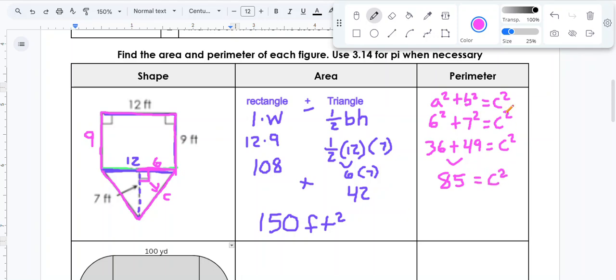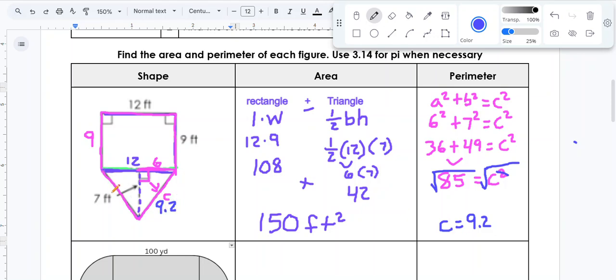And then remember, I want to get rid of that squared, and I want to get c by itself, right? So the opposite of squaring a number is taking the square root, and that's what's going to get rid of that squared sign there and leave me with just c. So then I got to do the same thing to the other side. I got to take the square root of 85. And the square root of 85 is 9.219544457. So I'm just going to round it to 9.2. So now I know that this side here is 9.2.